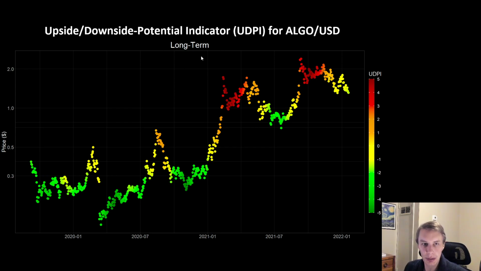Now I should note that what I'm showing you here is the long-term UDPI, and with the UDPI we can actually calibrate it to care about different types of risk. This model here cares about long-term risks, so really these big macro plays that play out over months. It's not as concerned about intraday or inter-week volatility. It's really caring about these broader market cycle moves. That is what it's trying to track.